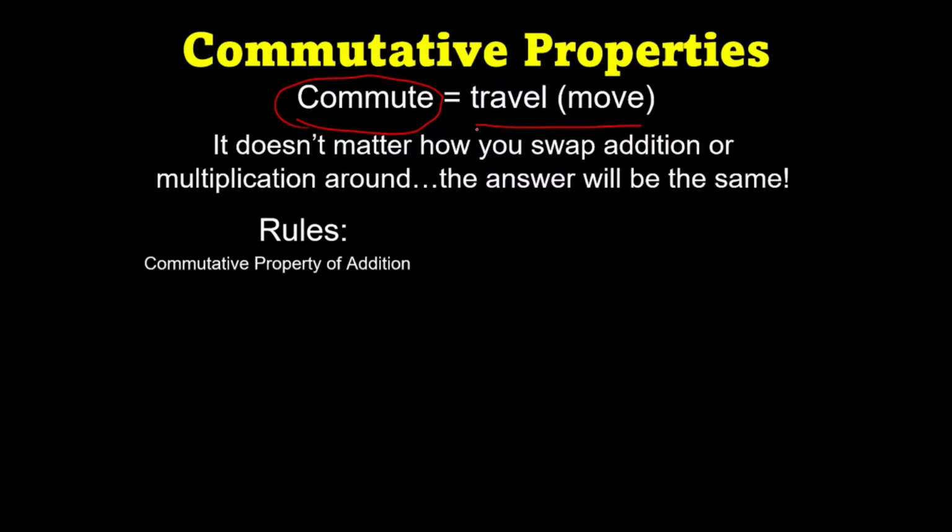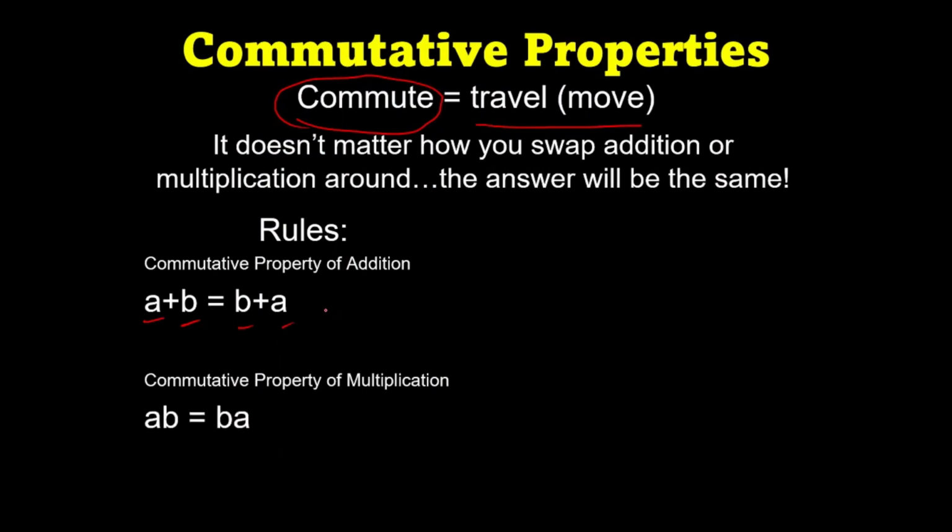Say for example, sa commutative property of addition, A plus B is equal to B plus A. Kahit pinagbaliktad lang niya si A at si B, we will still get the same answer. Si multiplication naman, commutative property of multiplication, A times B is the same with B times A.